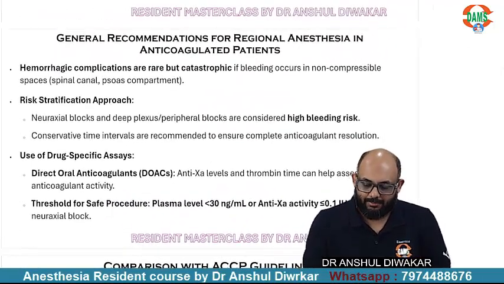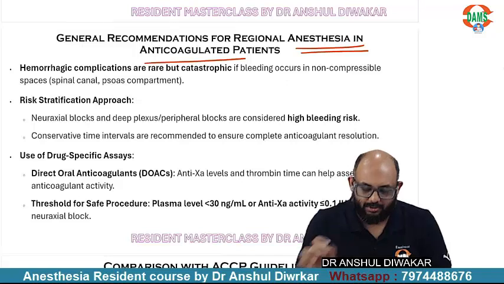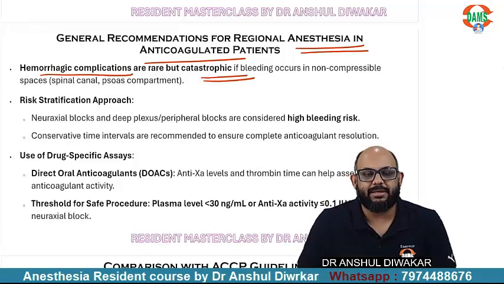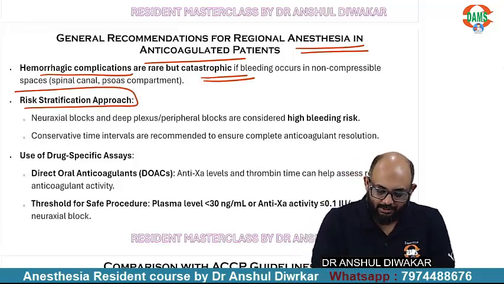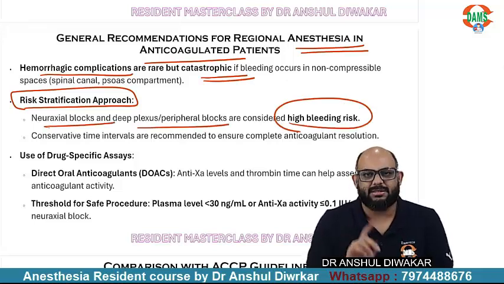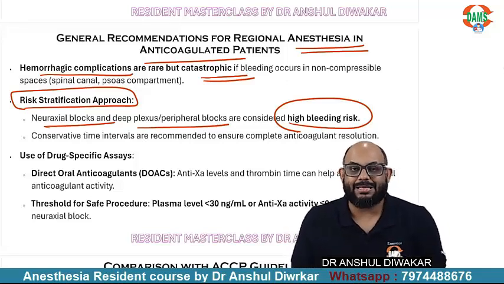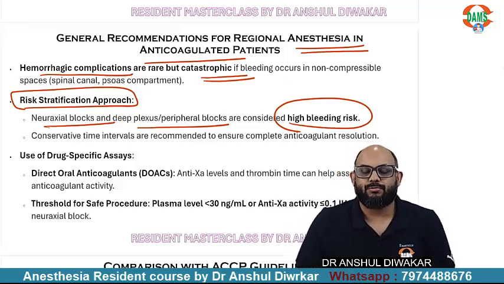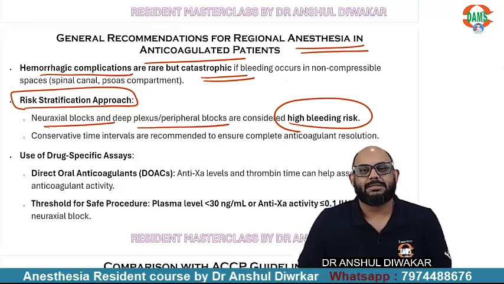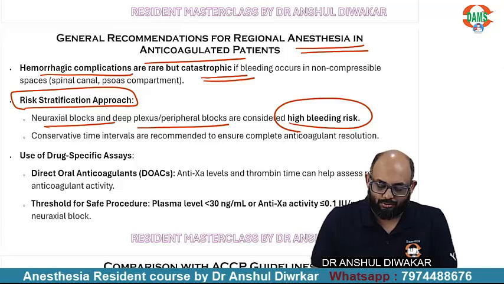Let's talk about general recommendations for regional anesthesia and anticoagulated patients. So hemorrhagic complications are rare, but they are catastrophic because it is closed space bleeding, spinal canal, psoas compartment. Risk stratification approach is used where neuraxial block or deep plexus or peripheral block are considered as high bleeding risk. Remember, in the last session, I told you about risk of thromboembolism and risk of bleeding, and nowhere I mentioned neuraxial anesthesia because for neuraxial, the entire guidelines are different. So we are talking about it specifically here, and all neuraxial blocks or deep plexus or peripheral nerve blocks are considered high risk of bleeding. What are they? I'll talk to you in some time.